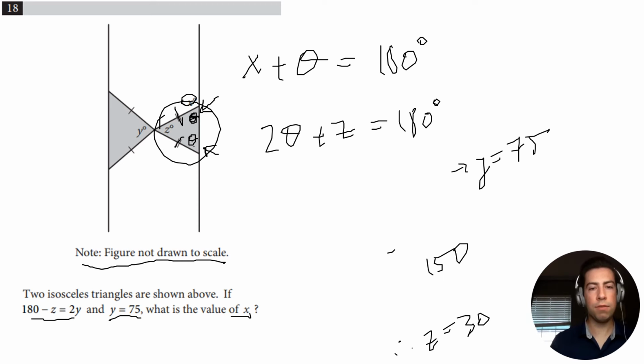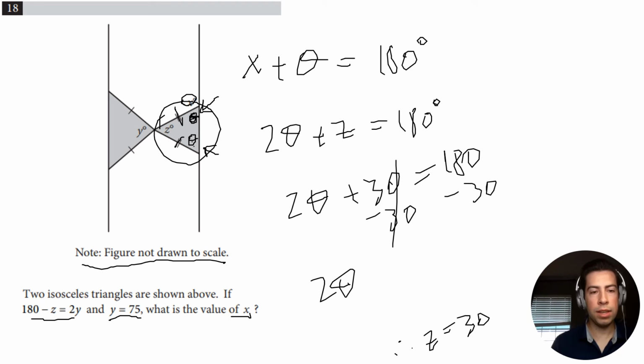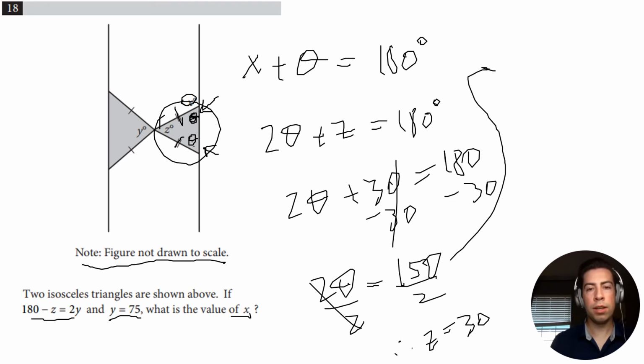All right, guys, so now that we know that z equals 30, let me just go ahead and plug that back in for what we already know. So it'll be 2 times theta plus 30 equals 180. So I'm going to subtract off 30, and I'm going to get 2 times theta equals 180 minus 30, which is 150, divided by 2. Theta is going to be 75. It has to be 75.